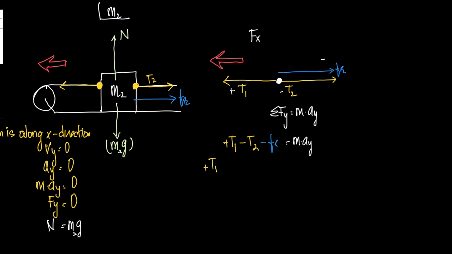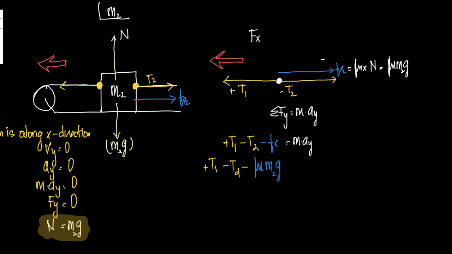Okay, let me rewrite this equation one more time. So we have T1 minus T2 minus, now what is Fr? We know from the equation of friction that Fr is equal to mu into N. And what is N here? N is M2 into G. So Fr is basically equal to mu into M2 into G, which is further equal to M into Ay. Instead of Ay, I can replace it as A, because all the systems have common acceleration, A.